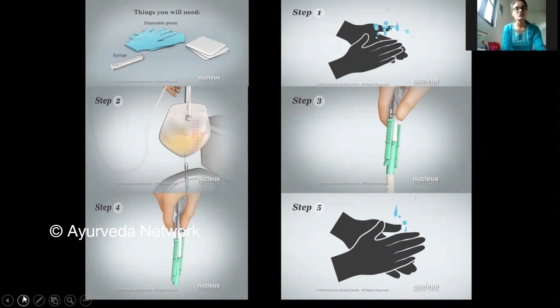And then you have to wash your hands and empty the urobag. You can see in step 2, they have taken a urobag near the toilet seat, and they are opening the valve in steps 3 and 4 and draining out the urine which is collected in the urobag. After you have done this, you are going to wash your hands. Next slide.